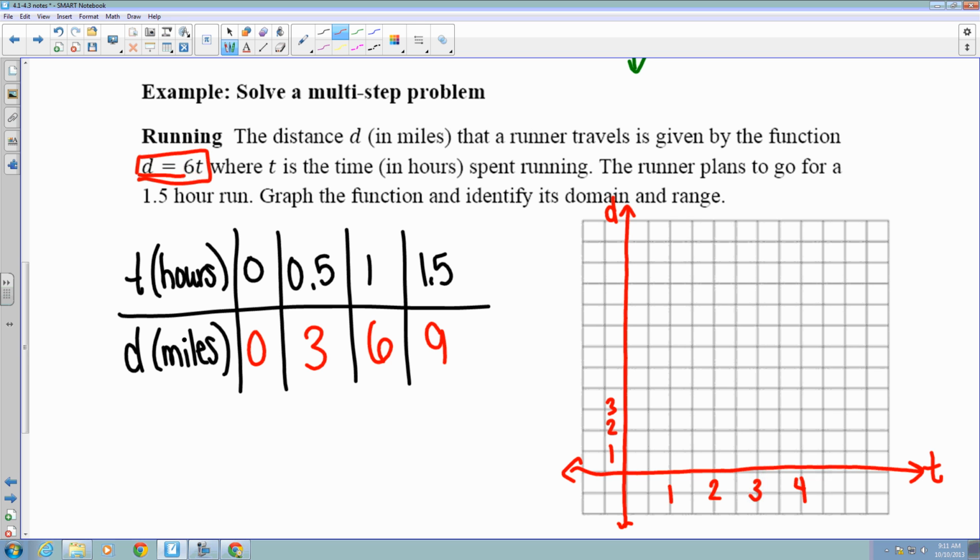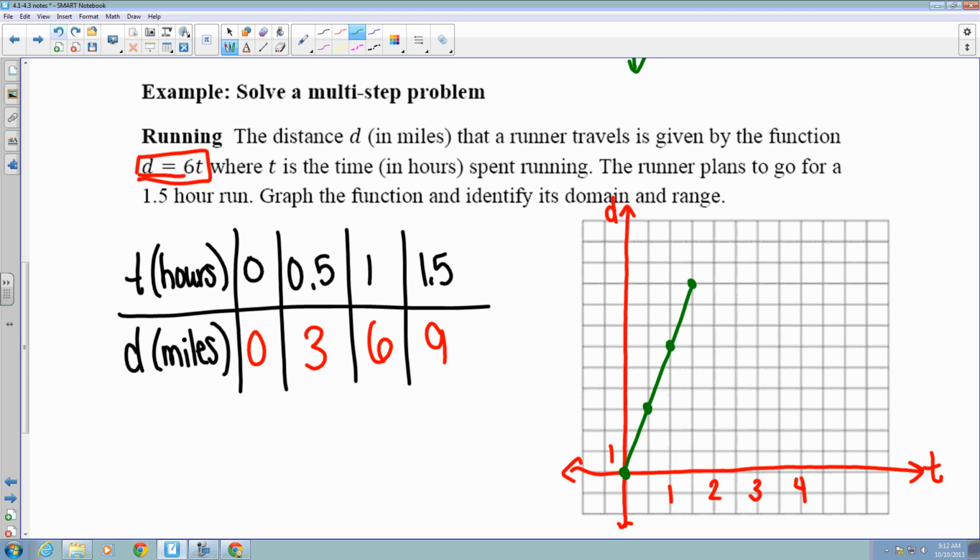Okay, so let's go ahead and graph this. At 0, we get 3. Oops, I'm sorry. 0, 0. Let's undo that. 0, 0. 0.5 goes to 3. 1 goes to 6. And 1.5 goes to 9. So we can connect those because everything in between stands.